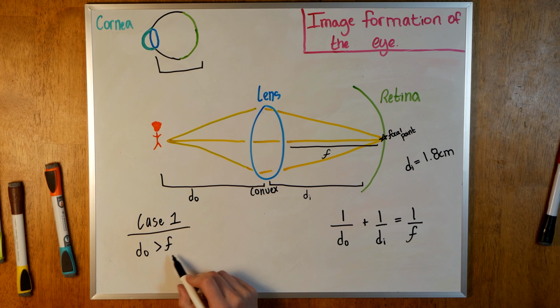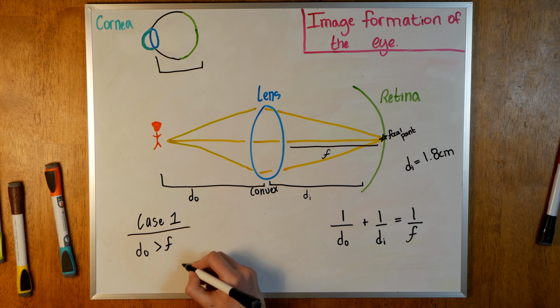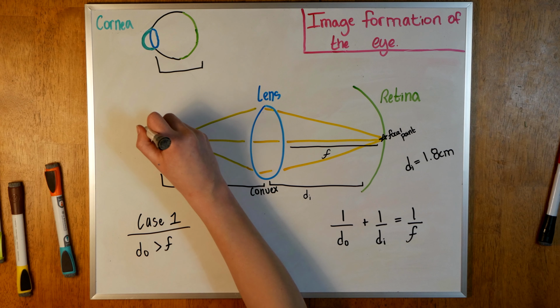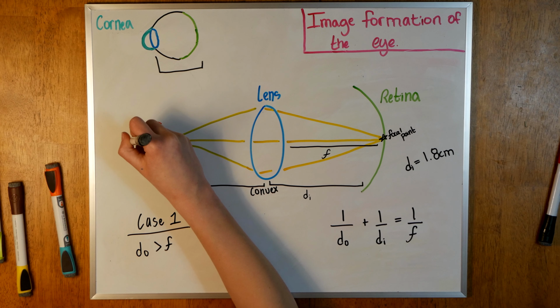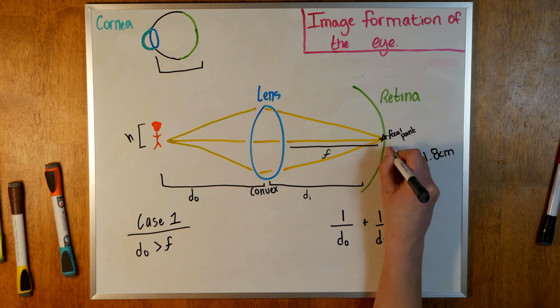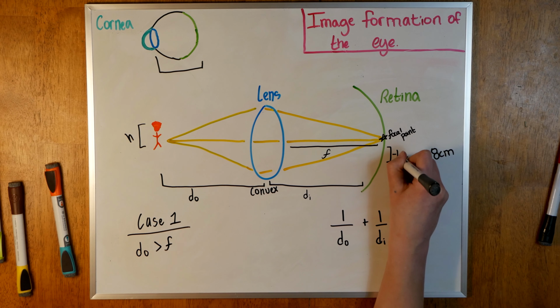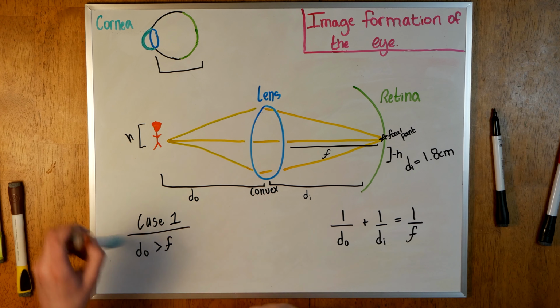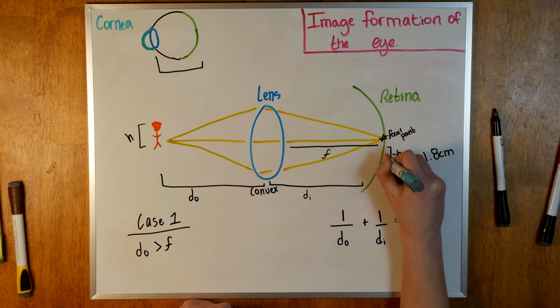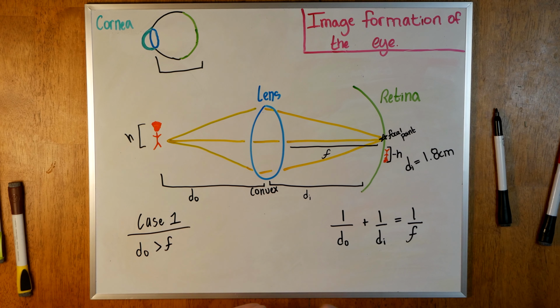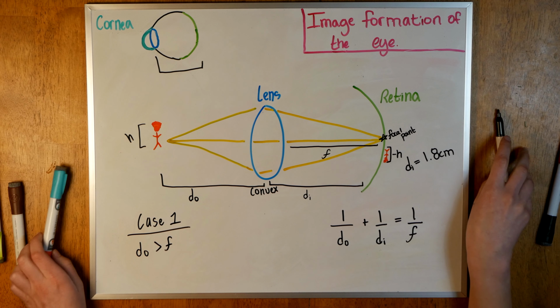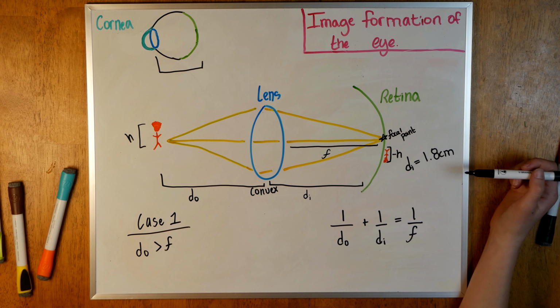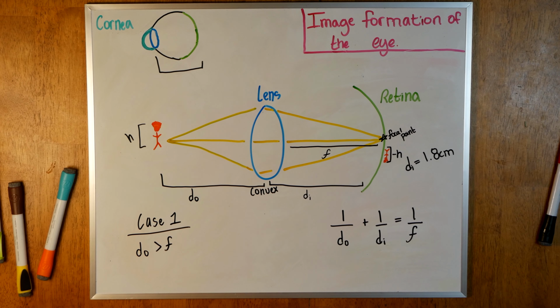The fact that this is a case 1 situation also means that our image, you want to call this the height of our image, is actually going to be flipped. So the image on the eye would actually be a little upside down. Luckily, we have a pretty smart brain, and it will flip the image back and correct it for us.